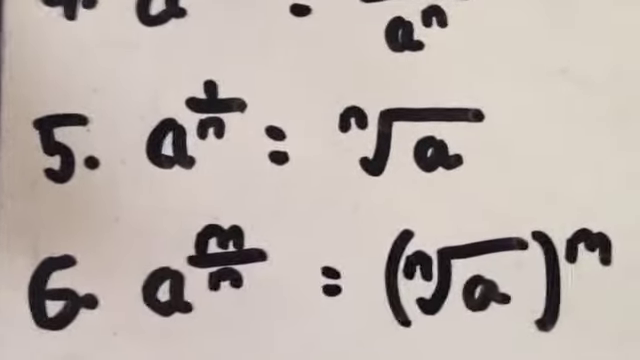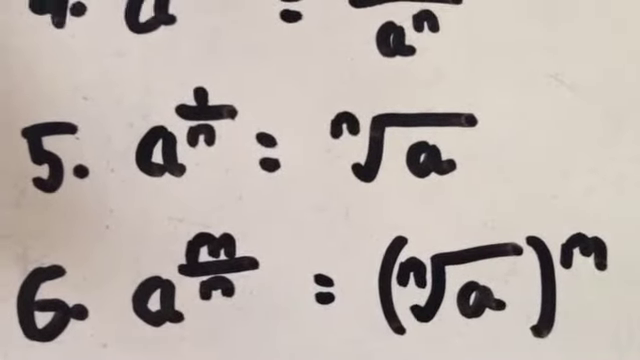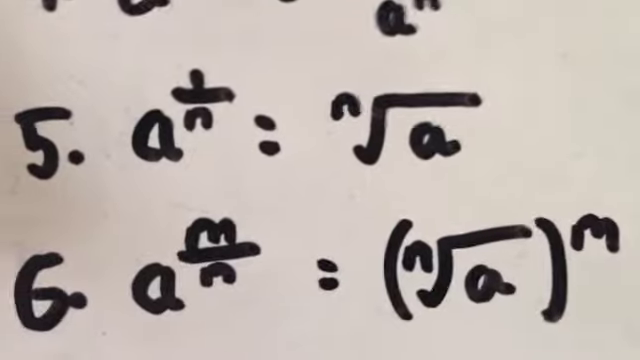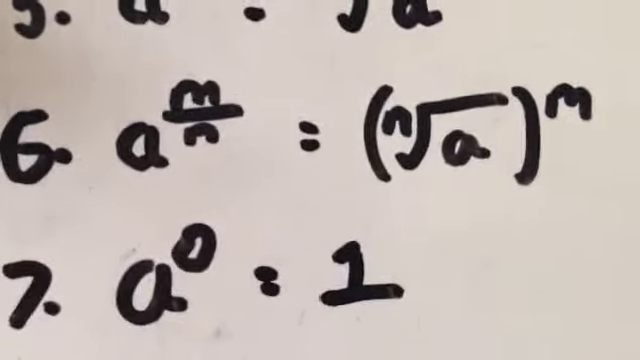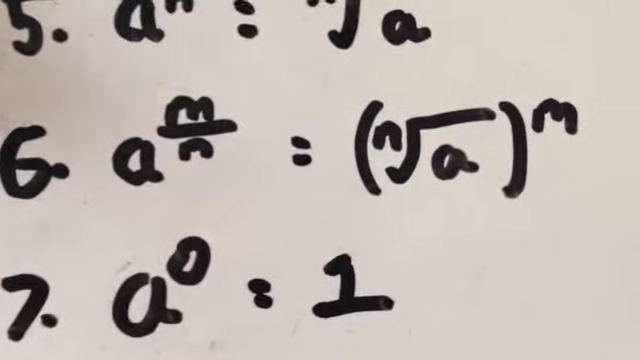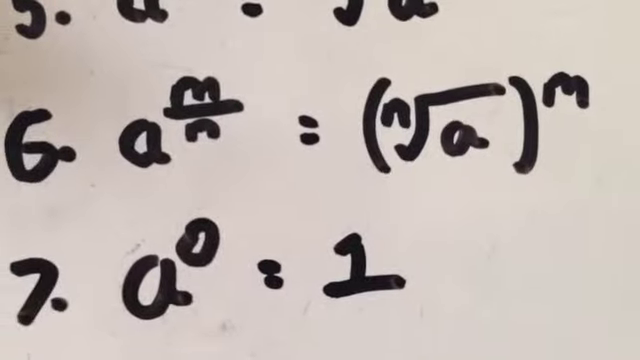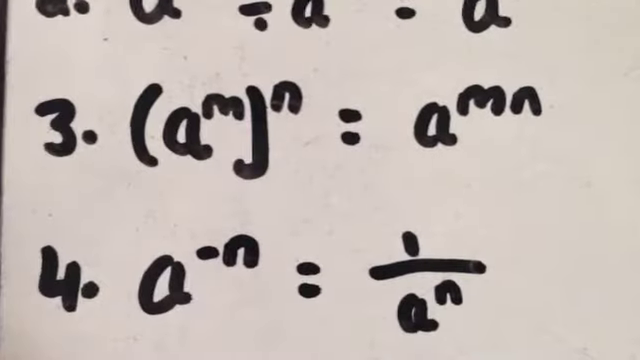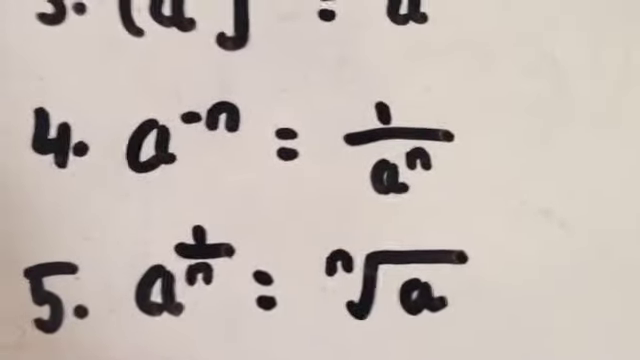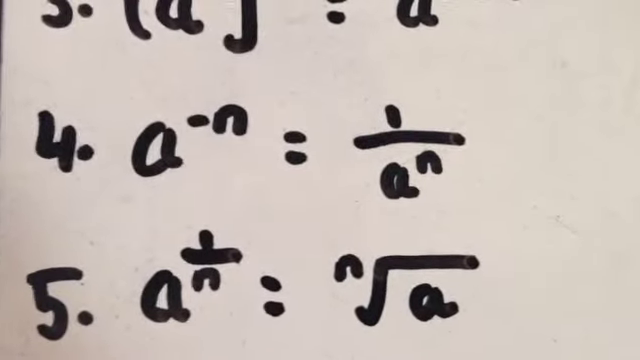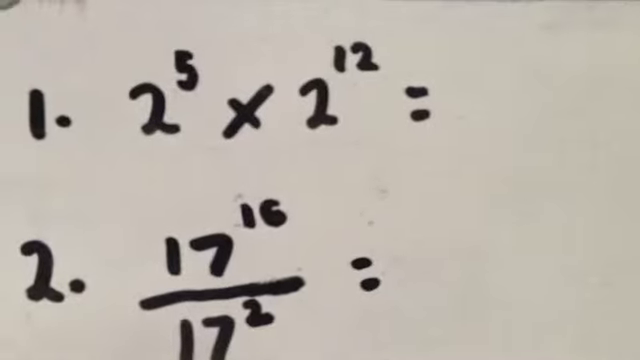The next rule is a to the power of m over n. Now for this you have to find the nth root of a raised to the power of n, as shown here. And the last rule, pretty simple, a to the power of 0 will give you 1. So anything to the power of 0 will give you 1. Okay? A to the power of n. The next rule is a to the power of 1 over n. Now for this you have to find the nth root of a.